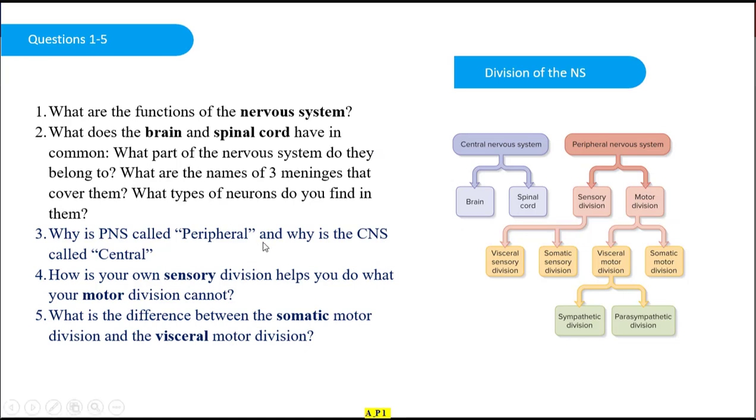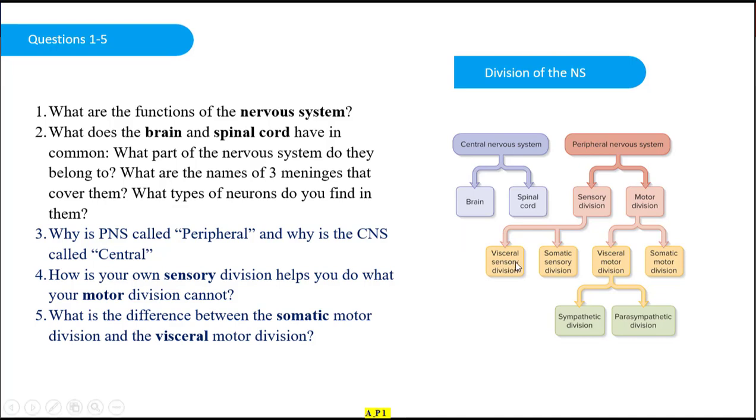Now, how is the nervous system divided? The nervous system is divided into the central nervous system, made of the brain and spinal cord, and the peripheral nervous system, made of the sensory division and the motor division. Now you know what is sensory, meaning you're feeling something coming to you. But where does it come from?